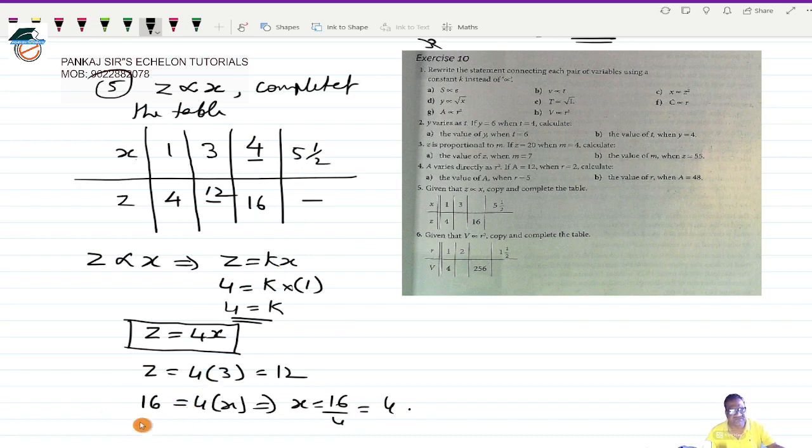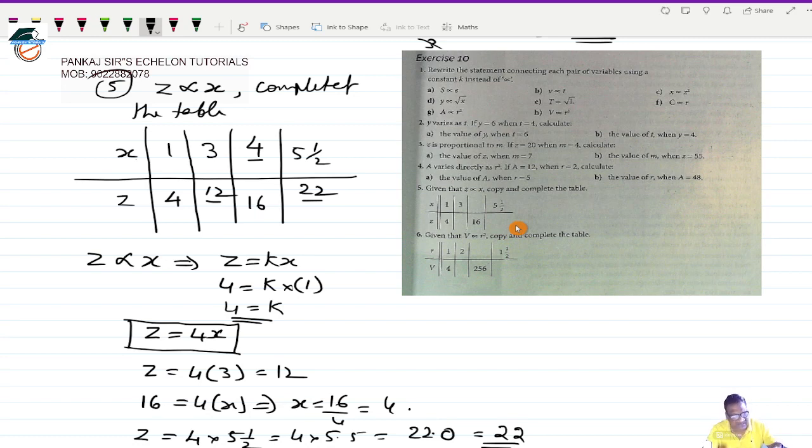Now the third one is when X is equal to 5.5. Okay, so Z will be how much? Z will be equal to 4 into 5.5, which works out to how much? 5 4s are 20, 0, 2 carried, 5 4s are 20, 22. So the answer is 22. So these are the answers for question number 5.